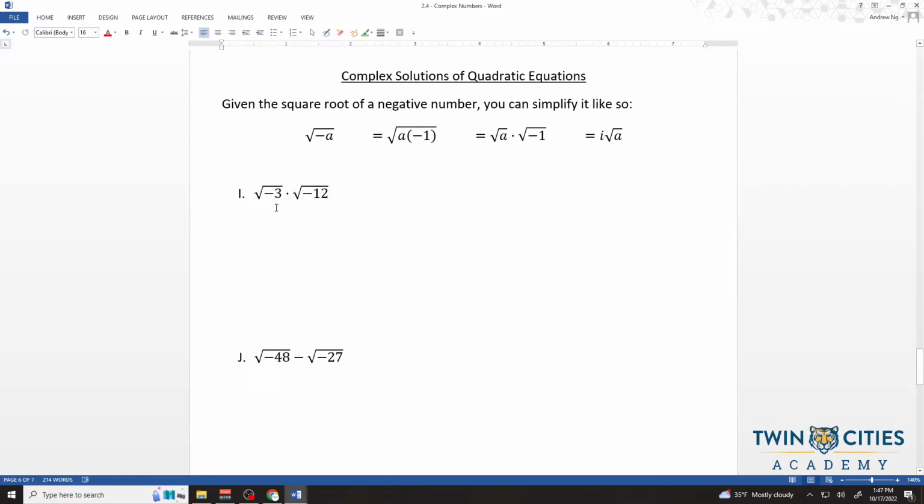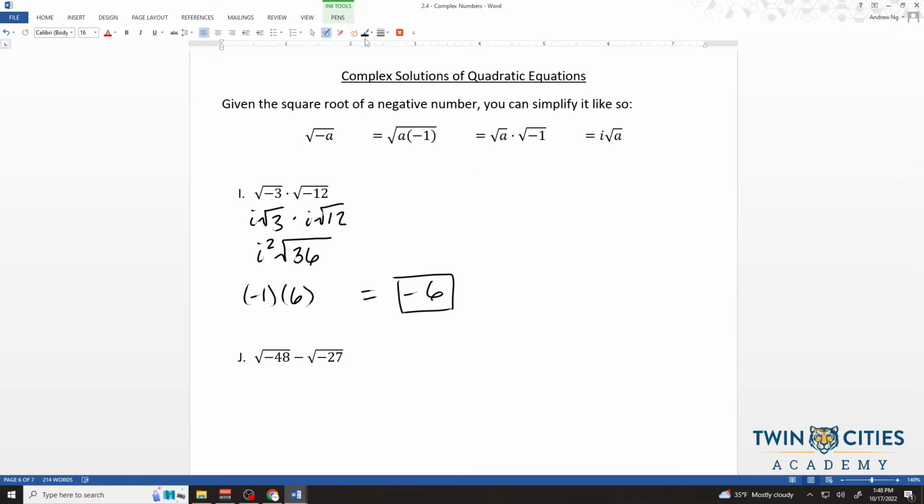In this first one, I've got the square root of -3 times the square root of -12. Well, we know from an earlier section that I can break these down and say that this square root of -3 is really i times the square root of 3, and I'm multiplying to this i times the square root of 12. Well, now, i times this i will be i squared, times the square root of 3 times 12 will make 36. i squared is -1. And the square root of 36 is just 6, meaning that this, -1 times 6, is -6.